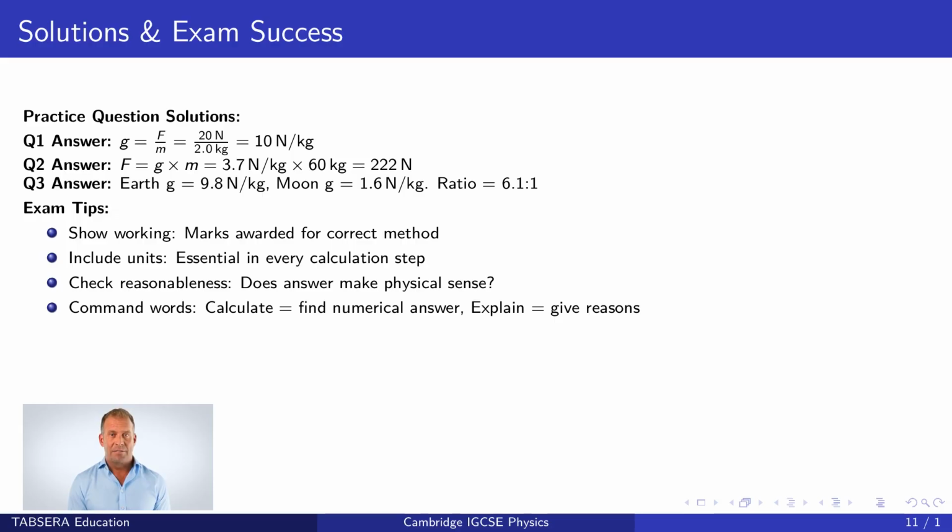Now, exam success tips. First, always show your working step by step. Even if the final answer is incorrect, you earn marks for correct method. Second, include units in every calculation step. This is essential for full marks. Third, check if your answer is reasonable. If you calculate negative gravity, something is wrong. Fourth, understand command words. Calculate means find a numerical answer with working. Explain means give scientific reasons.